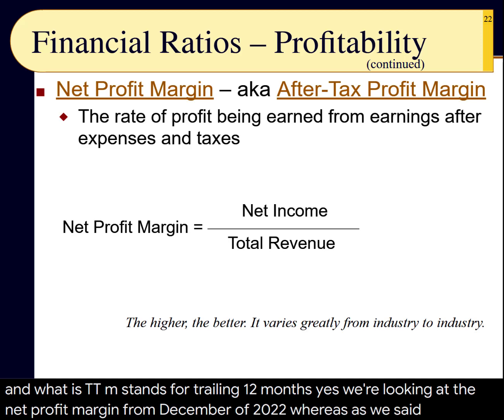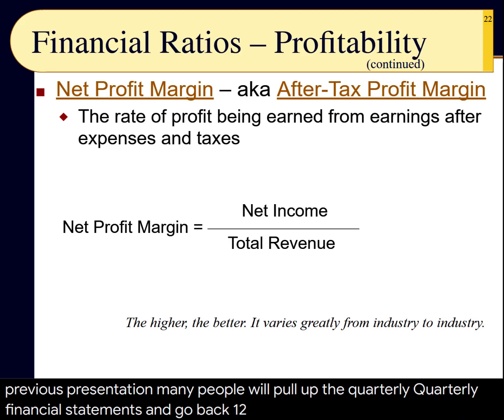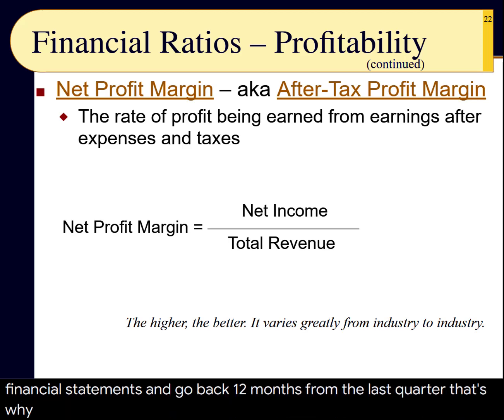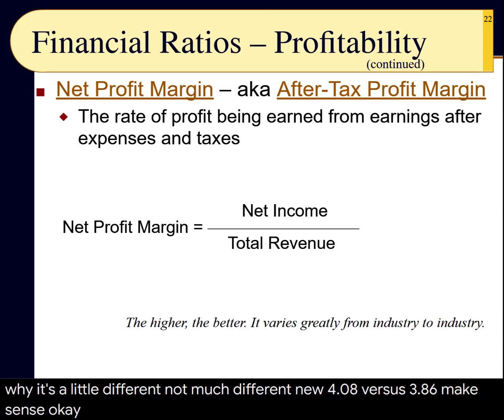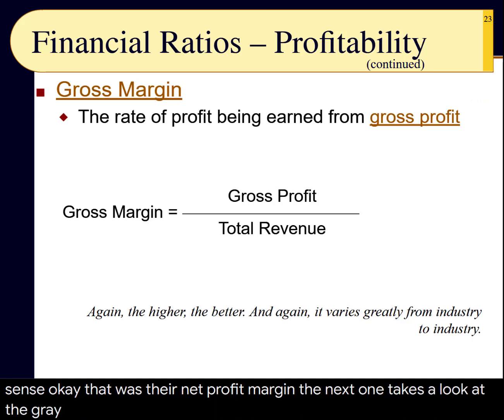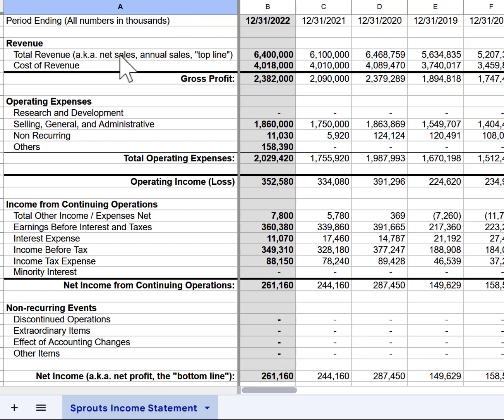Whereas, as we said in the previous presentation, many people will pull up the quarterly reports, the quarterly financial statements, and go back 12 months from the last quarter. And that's why it's a little different, not much different, 4.08 versus 3.86. Make sense? Okay, that was their net profit margin. The next one takes a look at the gross profit and divides that by the total revenue. So if you remember our income statement, we had our total revenue and then we had our gross profit.